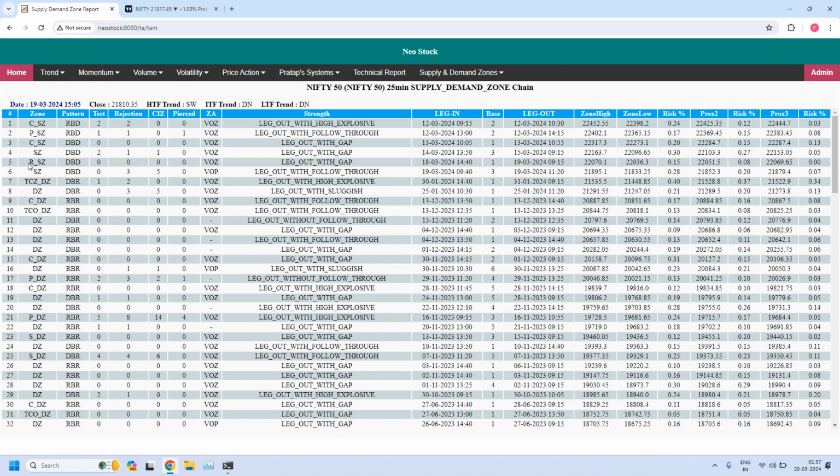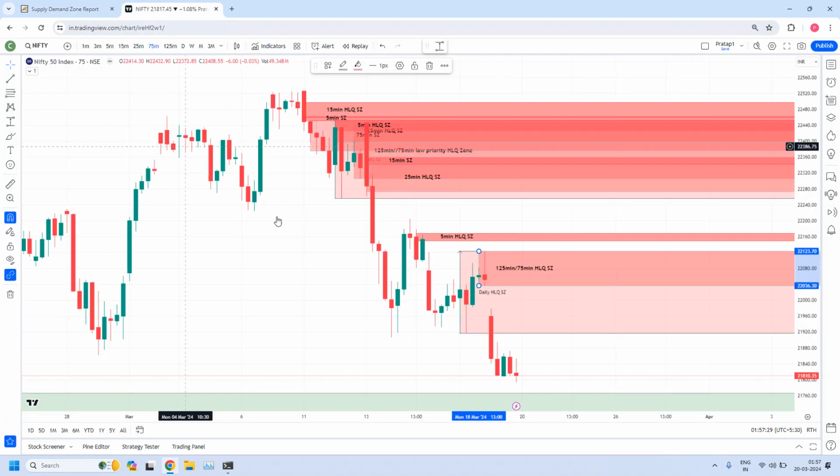Today two zones are created. One is a normal supply zone and another one is a high liquidity supply zone. So it is created at 18.3, 14:40, one base candle, and then 19.3 leg out candle. So you have to look into 18.3, 14:40 minutes.